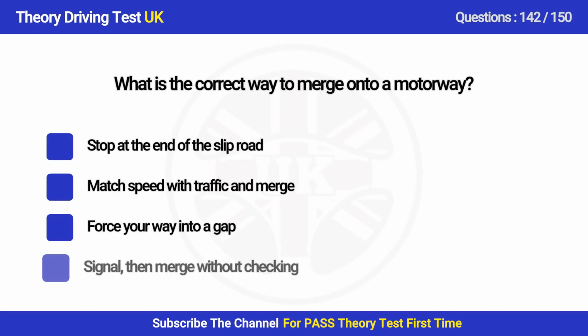Question 142. What is the correct way to merge onto a motorway? A, stop at the end of the slip road, B, match speed with traffic and merge, C, force your way into a gap, D, signal then merge without checking.